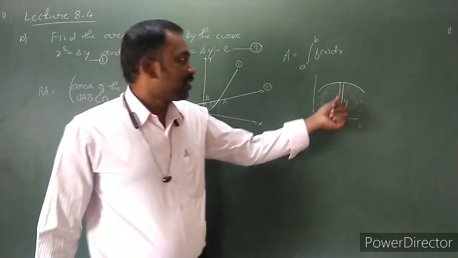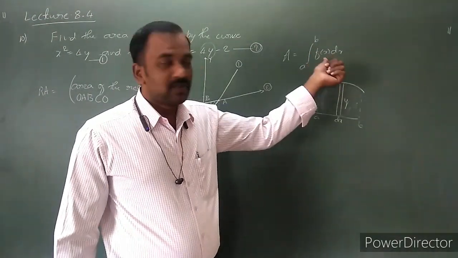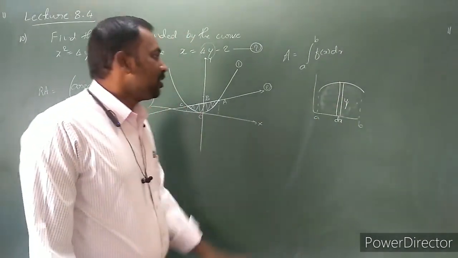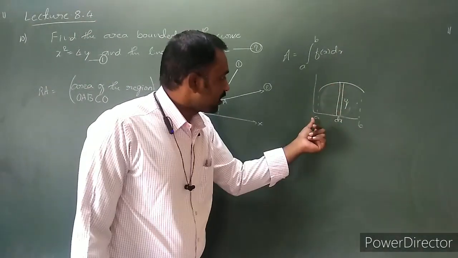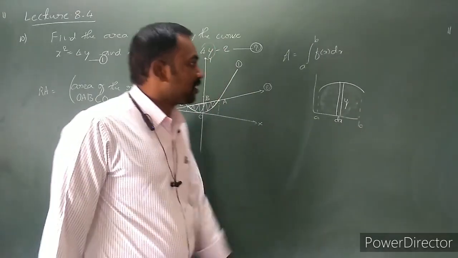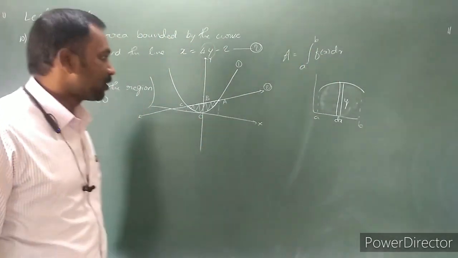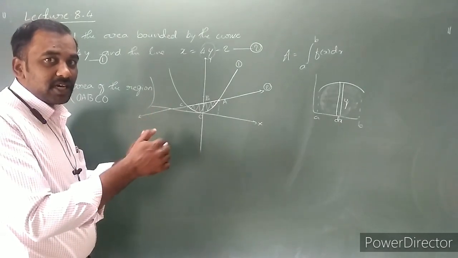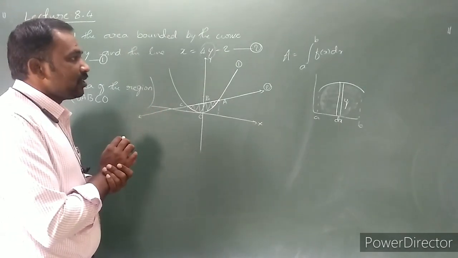Okay, so length into breadth. In that manner, y is equal to f of x, that is f of x into dx. Length into breadth we will get. Here also, the area under the curve from the limit a to b we will get. This is the formula, right? But here we don't need the area under the curve. The area bounded by is required.